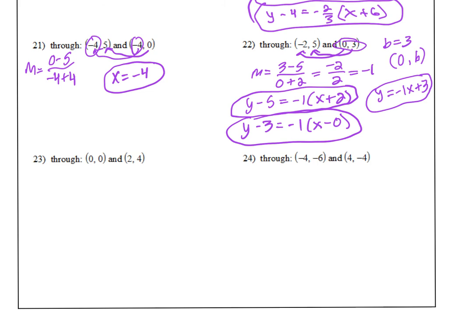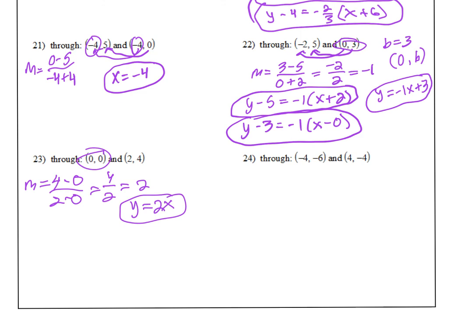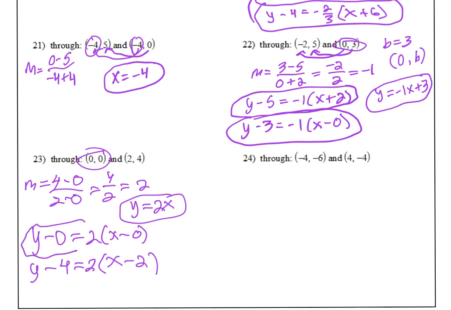Let's look at 23. So our slope here would be 4 minus 0 over 2 minus 0, which is 4 over 2, which is 2. And then, well, this is actually telling us our y-intercept. If you wanted to say this is y equals 2x plus 0, or in point slope, we could do this one like this if we wanted to use 0, 0, or it could be y minus 4 equals 2 times x minus 2. Those are all the options right there.